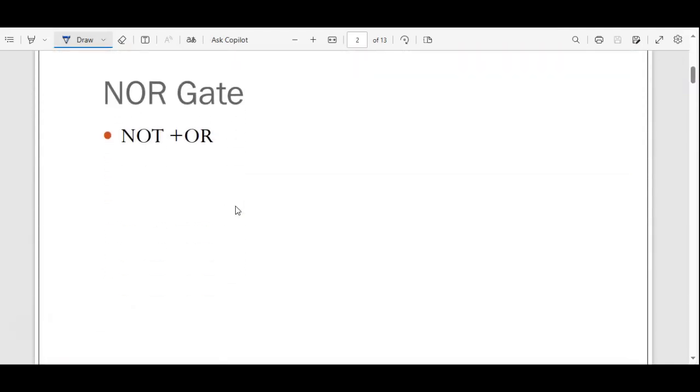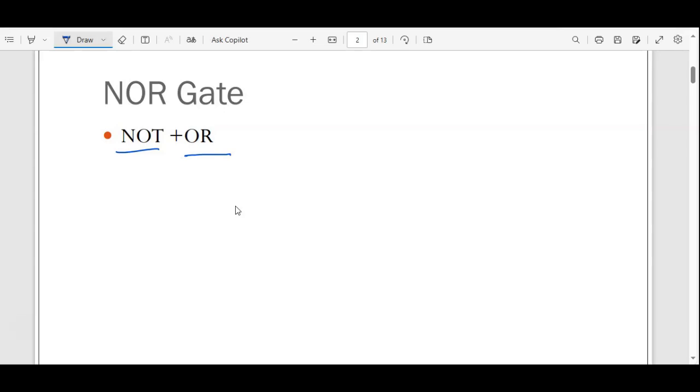Now the first thing is the NOR gate. The symbolic diagram for the NOR gate is required. As you know, these are all interrelated videos. If you don't know how to draw the NOT gate and the OR gate, then it's not possible for you to understand the NOR gate properly, so I suggest you check the previous videos. I have created a proper video explaining the basic gates, because NOT and OR both fall under the category of basic gates.